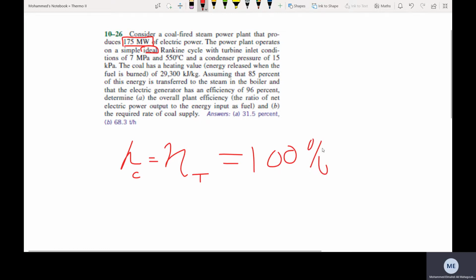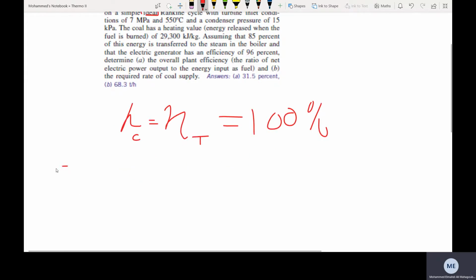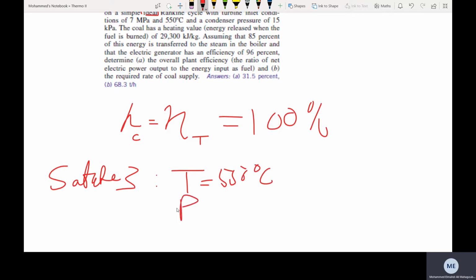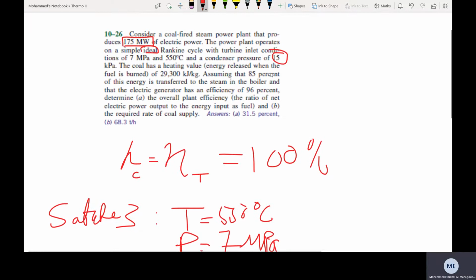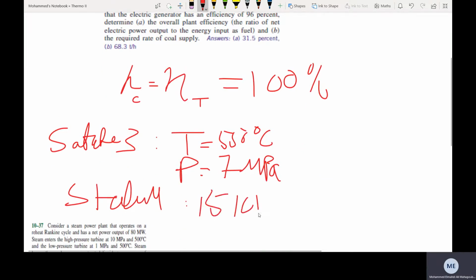And what else do we have? We have the operating conditions for the turbine. The inlet of the turbine, which has the properties at state 3, I'll write here state 3: we have a temperature equal to 550 Celsius and a pressure of 7 megapascals. And at state 4, we have a pressure of 15 kilopascals. And what will be the temperature?